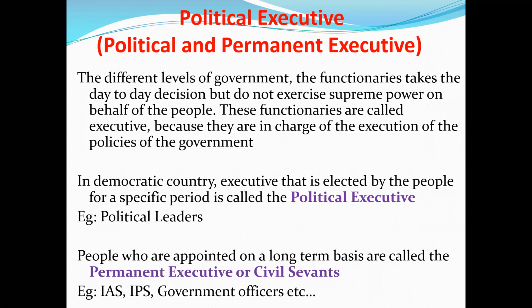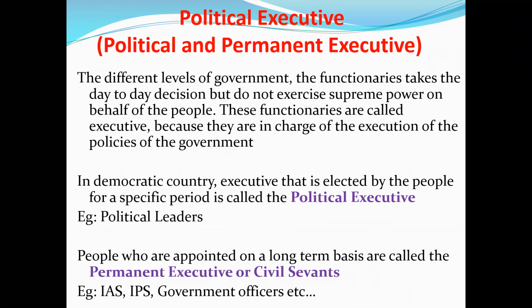These functionaries are called the executive because they are in charge of the execution of the policies of the government in our country, at different levels. We are also aware of the different decisions and laws made in Parliament. Finally, of course, we know the law is made in Parliament in both houses according to the legislative process. Finally, implementation is in the hands of the executive, the different departments, which are in charge and execute these rules and regulations.